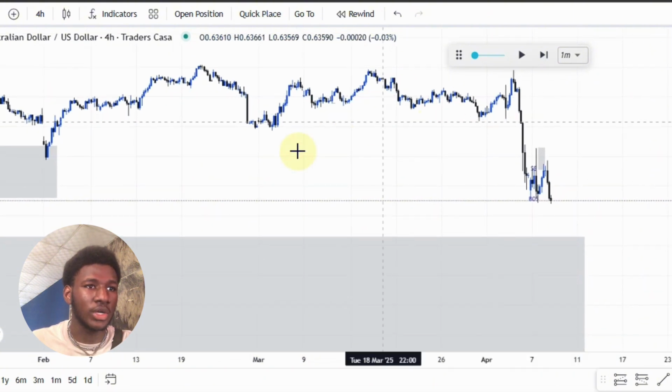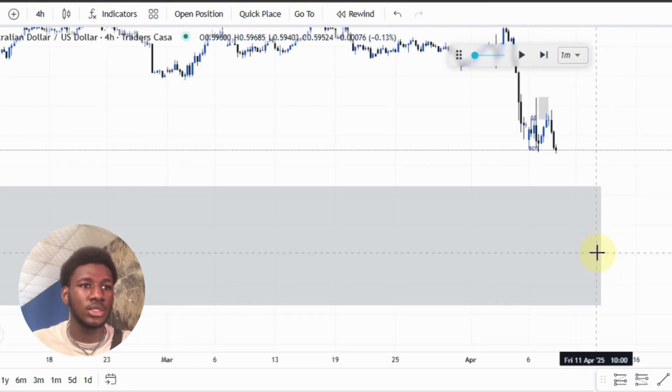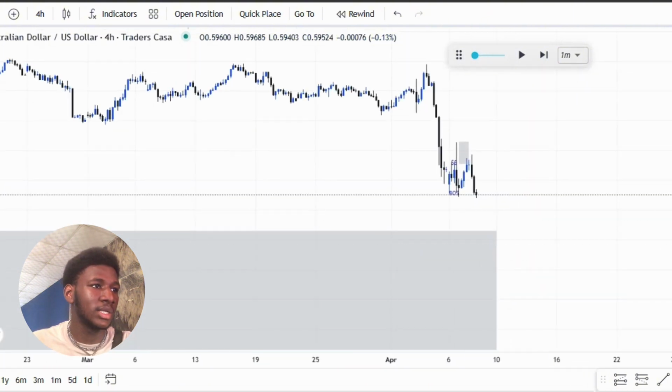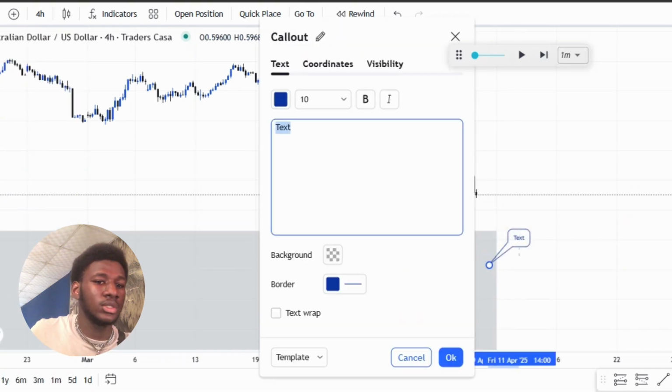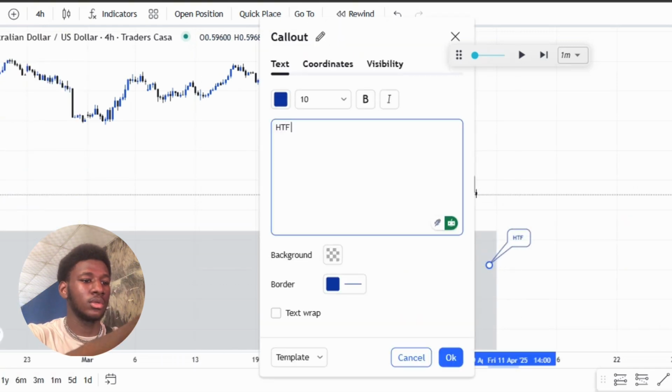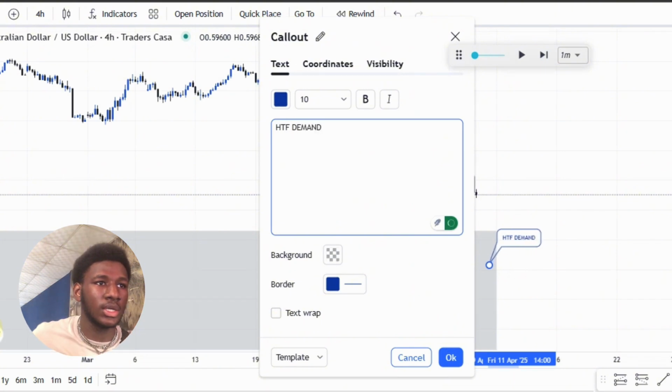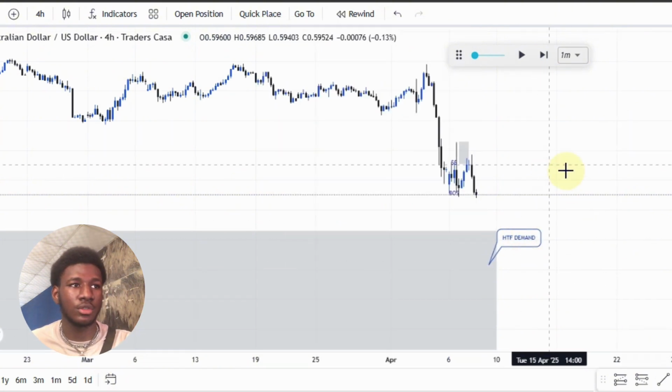Instead, what we can be looking for right now is to sell this market to our higher time frame demand. So let me just mark this out so you all can see. So this is our higher time frame demand zone that we are looking for sales to.